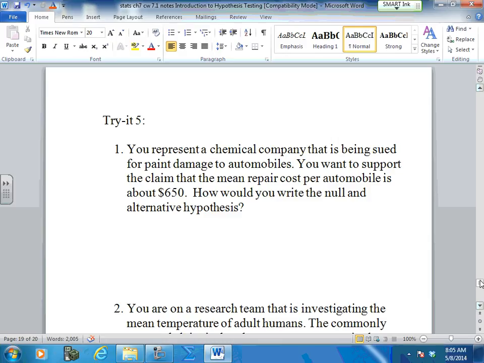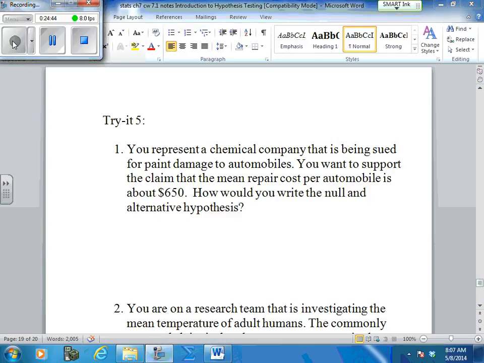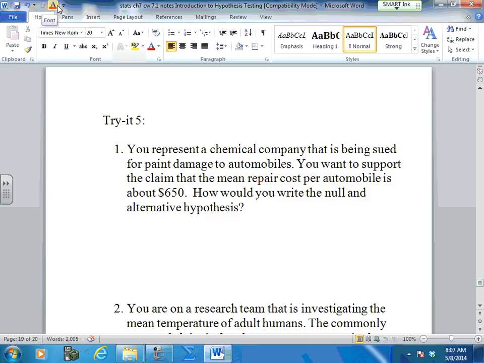All right, guys, a chemical company is being sued for paint damages to automobiles. You represent this company that's being sued. You want to support the claim. So if I use the word support, is my claim going to be an HO or an HA? HA. That's what uses the word support. You want to support the claim that the mean repair cost for automobiles is about $650. How would you write the null and the alternate hypothesis?